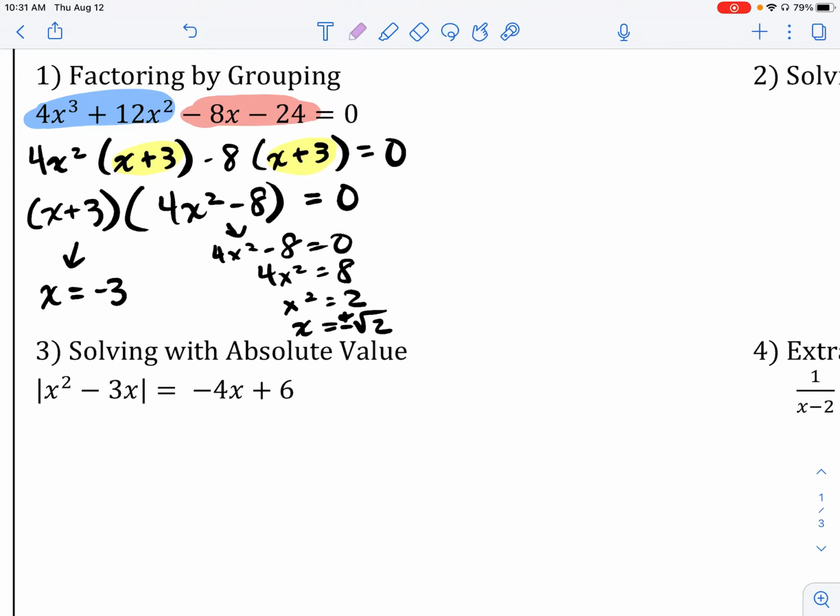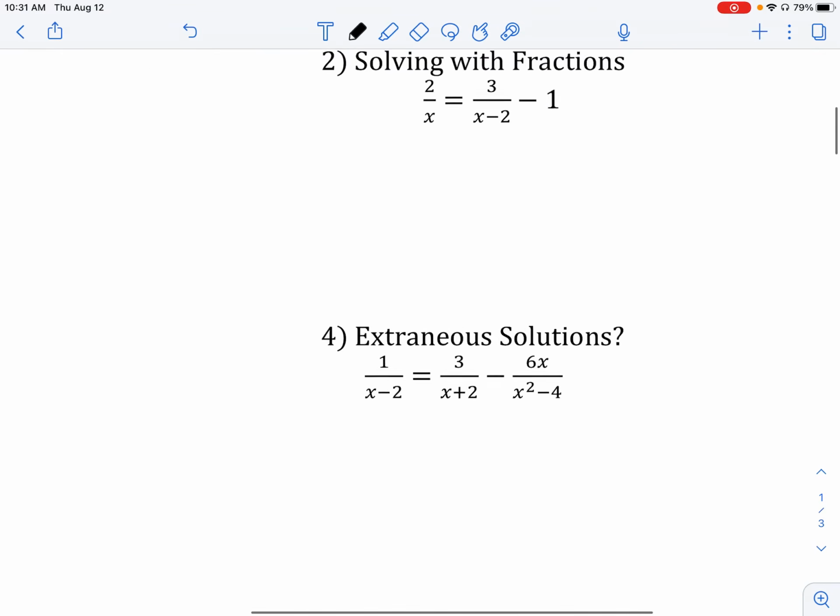So I'm going to go ahead and clear that out of the way. I'm going to also go ahead and box my final answers, which you should be doing in this course, to clearly indicate to the reader that these are my final answers. And that's going to be really important, especially when we start talking about something called extraneous solutions. Let's look at number 2 now.